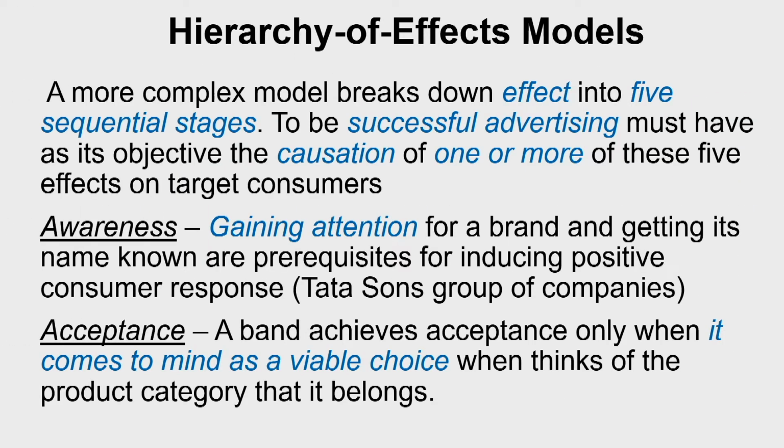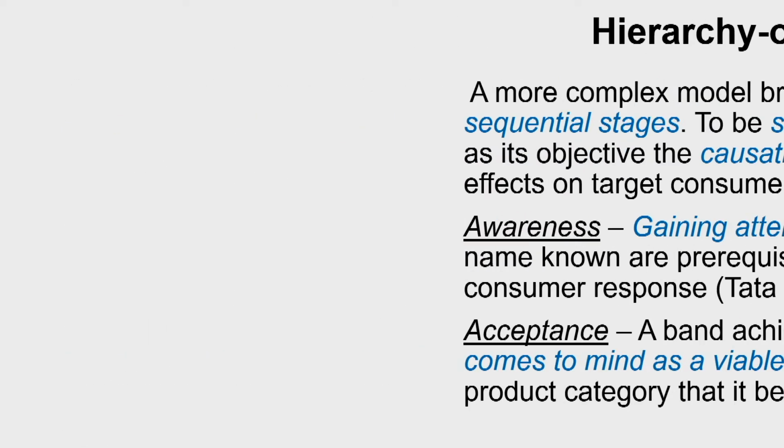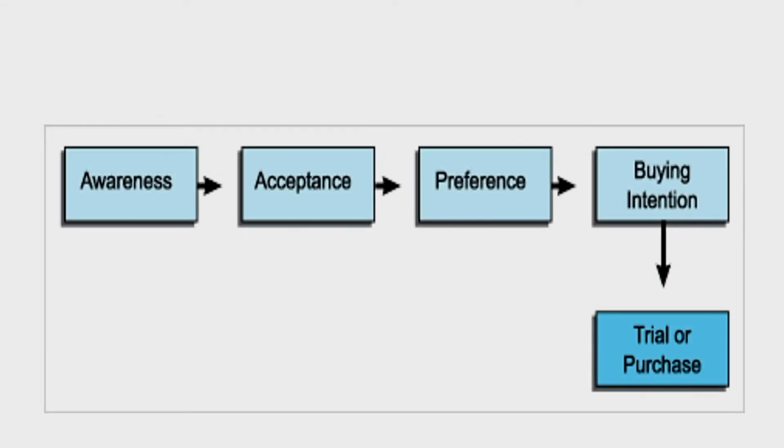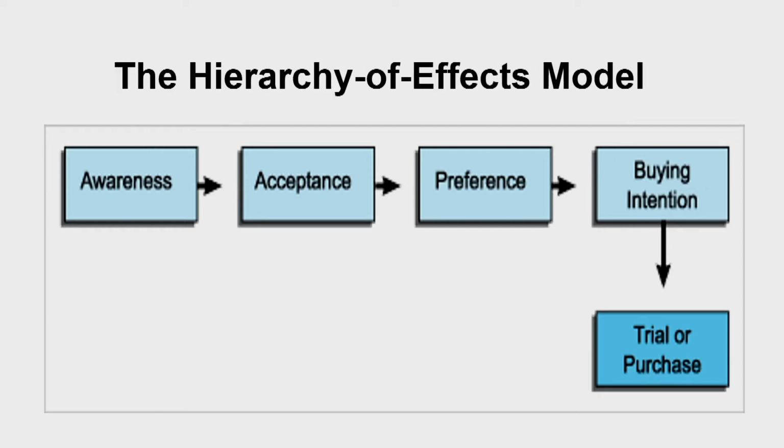Then we looked at a more complex model of hierarchy of effects, which is called the Steiner model, and in the Steiner model we looked at 5 stages: awareness, acceptance, preference, buying intention and trial and purchase. And so, this is how the model looks, and in this model we discussed what these factors are and how they actually affect the behavior of the consumer or the interaction of the consumer in the marketplace.